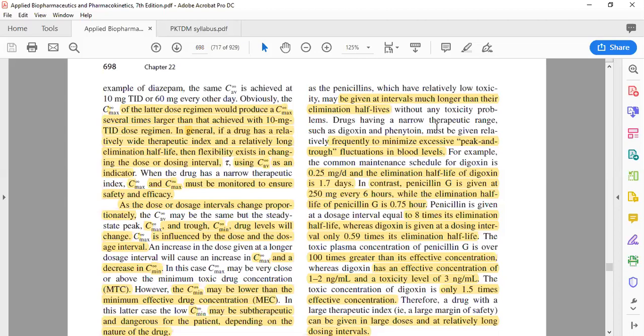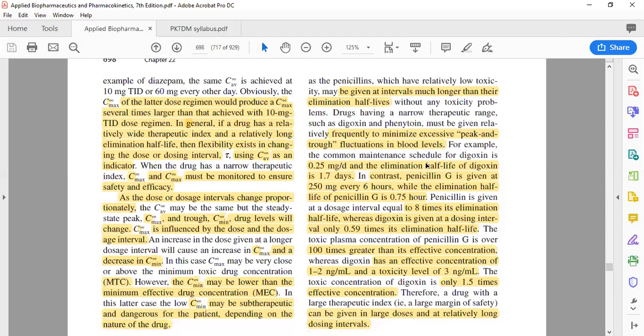But if it comes to narrow therapeutic index drugs like digoxin and phenytoin, these must be given frequently to minimize excessive peak and trough fluctuation in the blood. So we'll see here. By this time, you should know the half-life of a drug, and then based on that, we'll try to fix the frequency. So the half-life of a drug is an important factor that you should know. So for example, what is the half-life of digoxin?